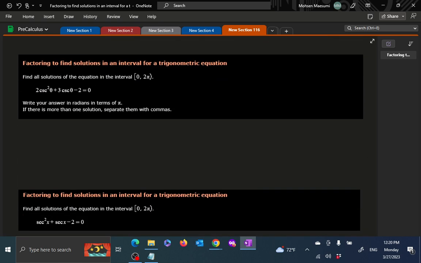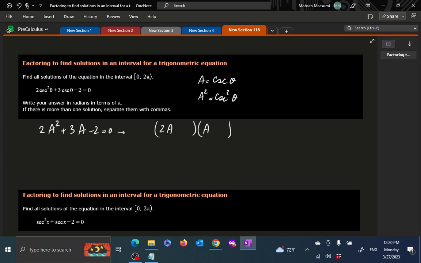So the problems in this section are just straightforward. Again, same as last time, a is cosecant of theta. Therefore, a squared is cosecant squared of theta. Our equation is 2a squared plus 3a minus 2. So I'll have 2a in one factor and a in the other factor.